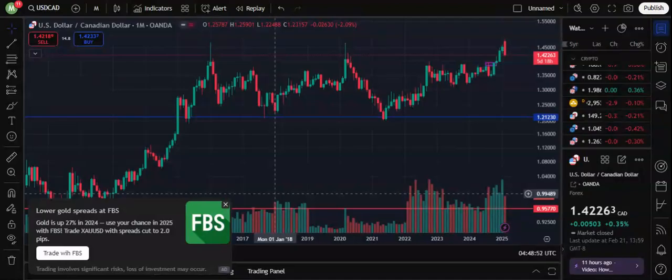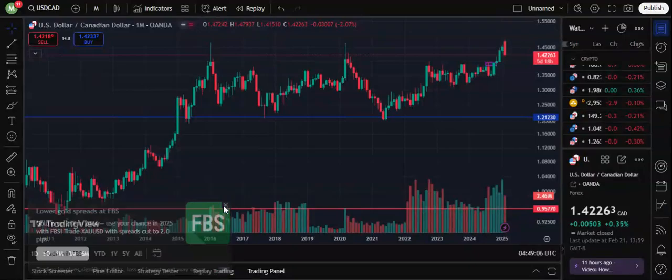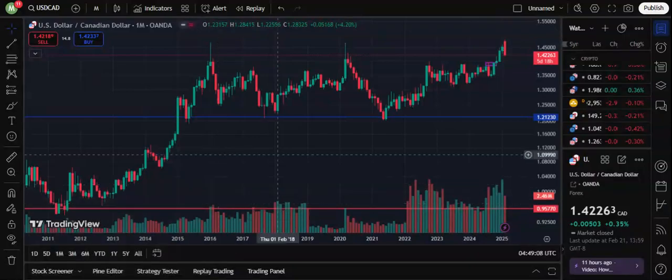So guys, for a couple of weeks, trading has been going on. You have been trading. A lot has been going on anyway. So this week we are going to start with USD Canadian dollar.